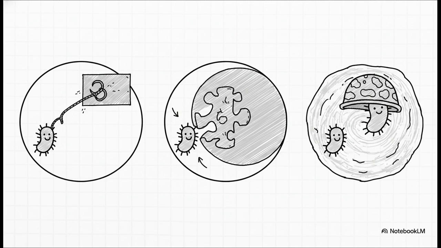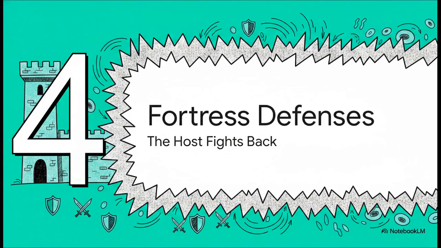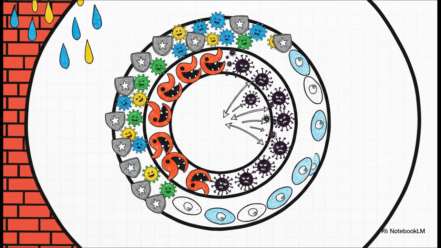And finally, capsules. This is a super sticky, sugary layer that acts like glue. It helps bacteria like Streptococcus pneumoniae attach firmly to our tissues, but it also doubles as camouflage armor. Pretty sneaky, right? Let's turn the tables now. Section 4, the body's fortress defenses. Our fortress does not just let them set up camp without a serious fight. We've got an amazing multi-layered defense system.